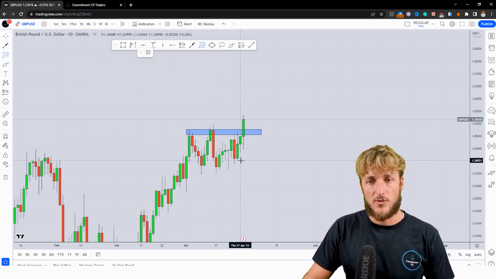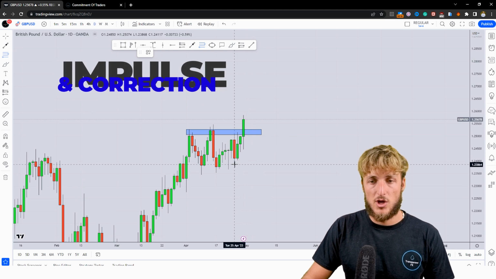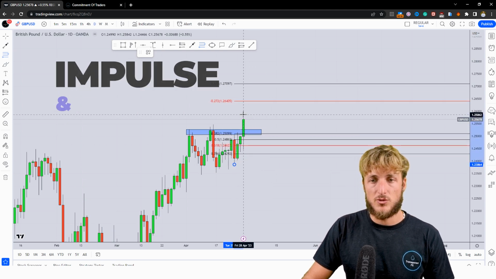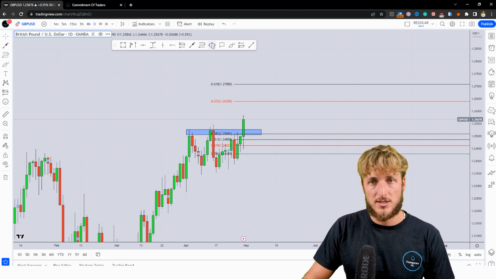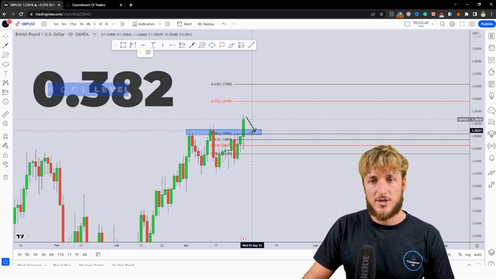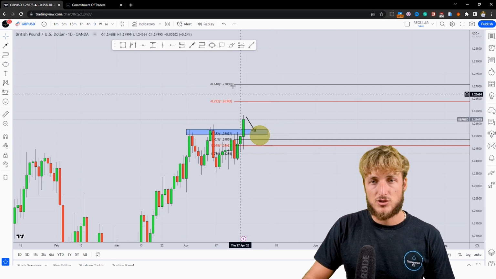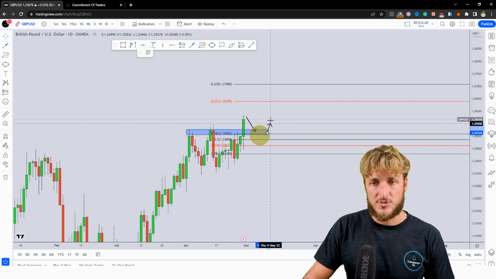Now, if we have an impulse and we want to measure the potential correction, we have to take our Fibonacci from the low to the high of the impulse leg. And if we do that, we can see how we have a perfect 0.382 Fibonacci retracement lining up exactly here that we could expect this market to test and then potentially to reject to the upside.